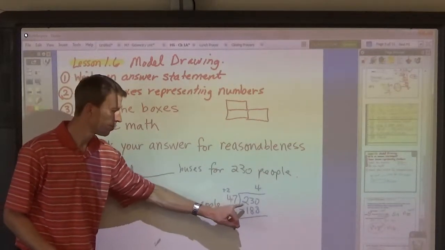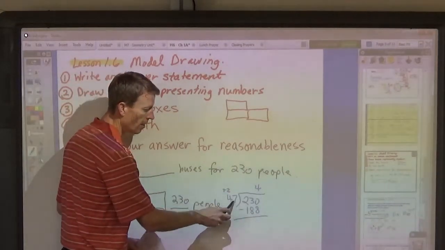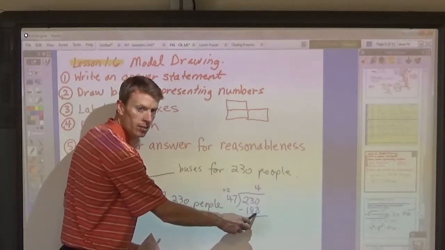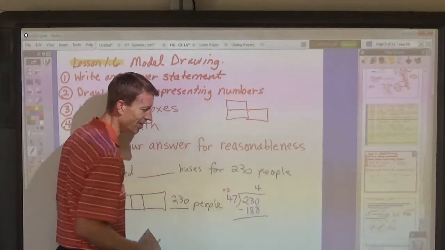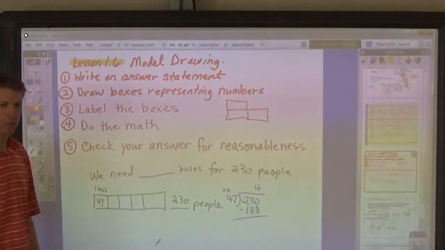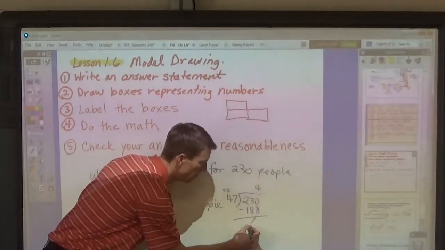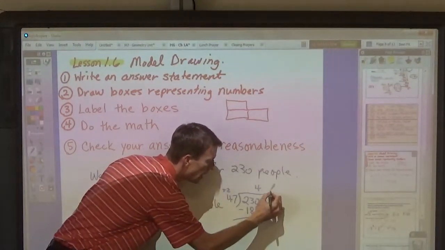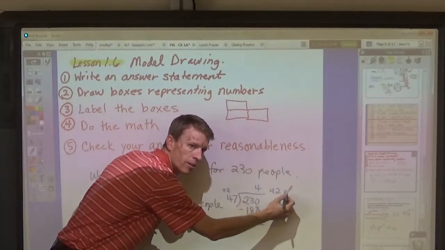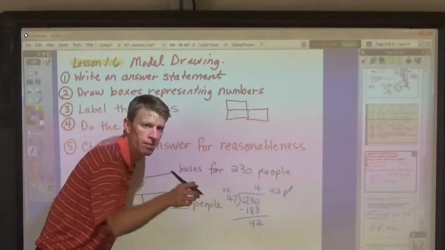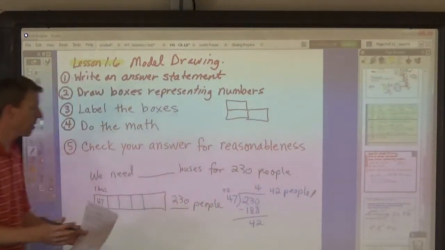How did you get 188? All right, so 4 times 7 is 28. Ah, that's how you do it. Okay? Good. Now subtract, what is the remainder, Tyler? 42. What does that 42 mean? How would we label that number? 42 what? People. 42 people. Now, what does that mean in our problem?